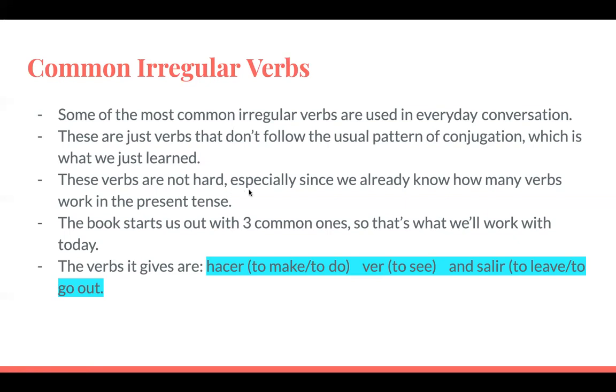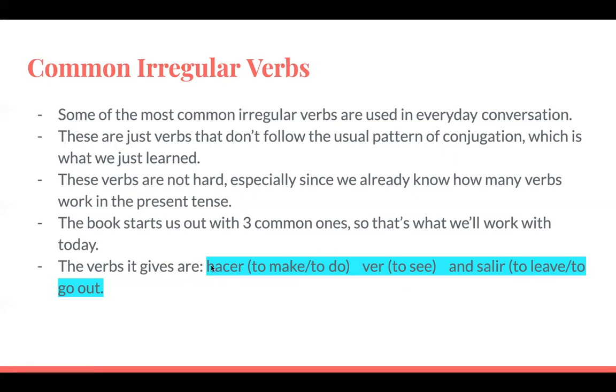So these verbs aren't hard, especially since we already know how many verbs work in the present tense. And then the book starts us out with 3 common ones. So that's what we'll work with today. They give us hacer, which is to do or to make. It means both of them. Ver is to see, and salir, which is to leave or to go out.